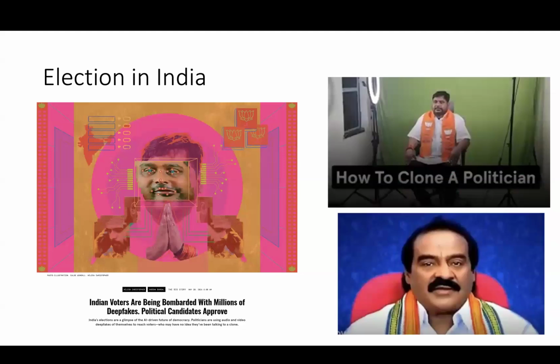In the recent elections in India, this was all over the place. The first image you see is of a politician sitting in front of a green screen. They made a clone of him so they could simulate him talking to people in a one-to-one conversation to get his message across. The picture below is actually a dead politician brought to life using GenAI, trying to convince his followers, as when he was alive.